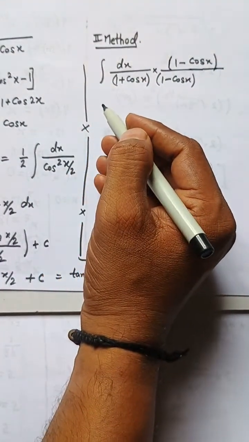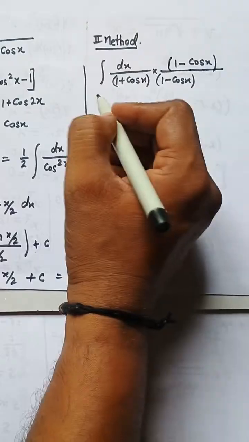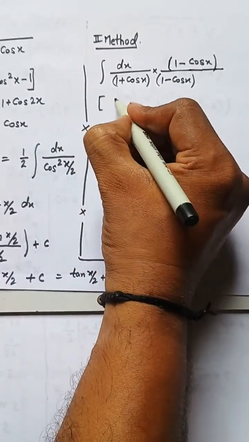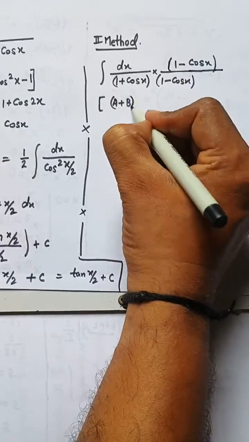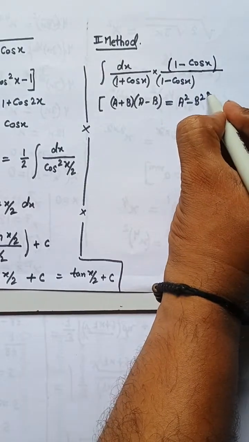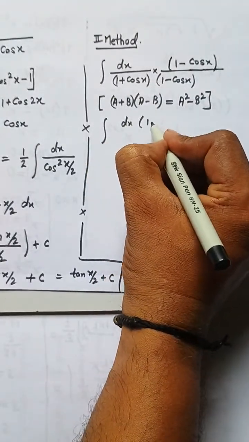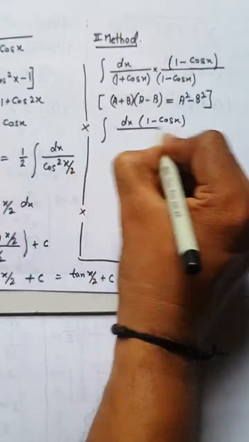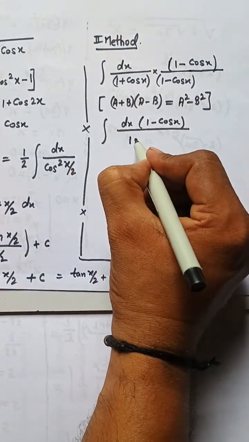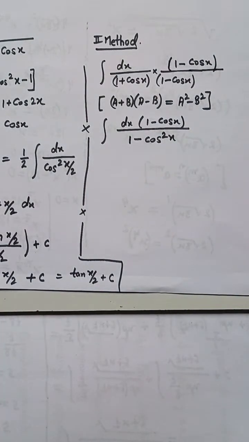Now I can easily do this: a plus b, and this can be considered as a minus b, so it will be in this format, a plus b and a minus b. So this will be a square minus b square. Integration dx, and 1 minus cos x, then we have 1 minus cos square x. Clear?